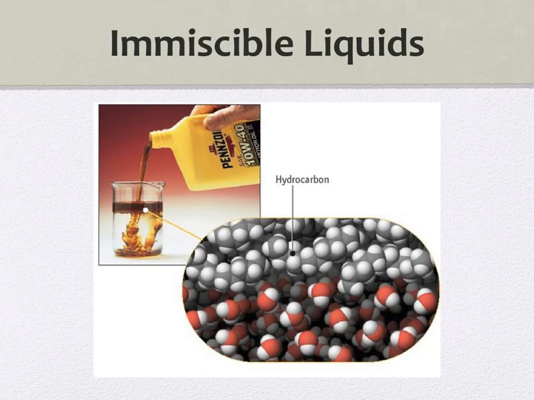Here are some more examples of immiscible liquids. Here's oil and water. In particular, motor oil and water, you can see they are layering out. The water molecules are not strongly attracted to the hydrocarbons that make up the motor oil. The water molecules are more attracted to each other than they are to the hydrocarbons. And so they layer out.